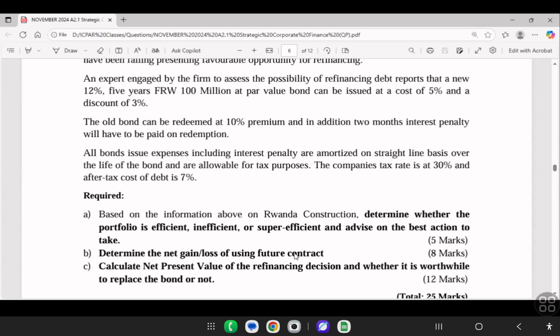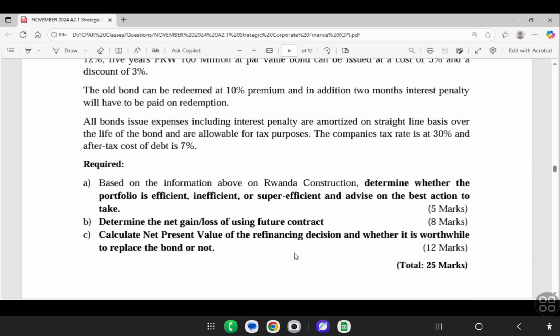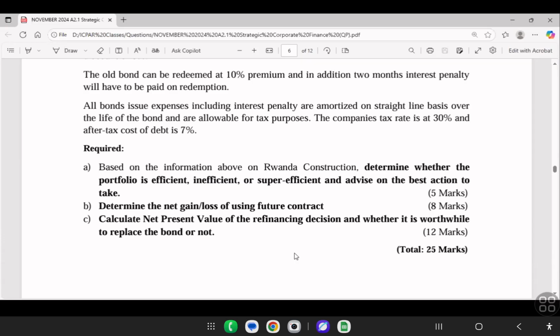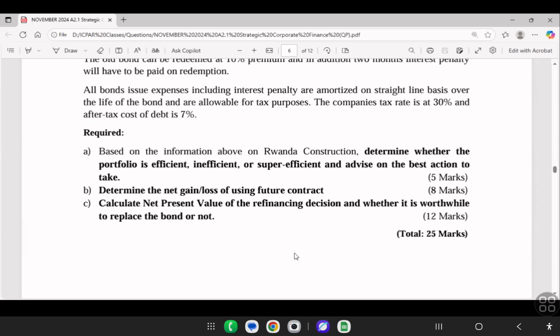Required. A. Based on the information above on Rwanda Construction, determine whether the portfolio is efficient, inefficient, or super efficient, and advise on the best course of action to take. B. Determine the net gain or loss of using futures contract. C. Calculate net present value of refinancing decision and whether it is worthwhile to replace the bond or not.